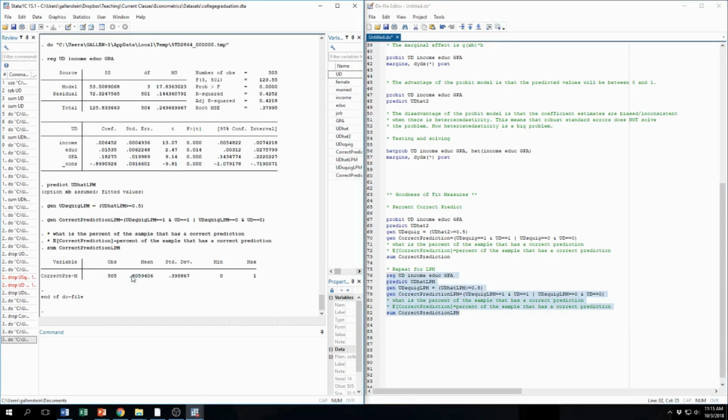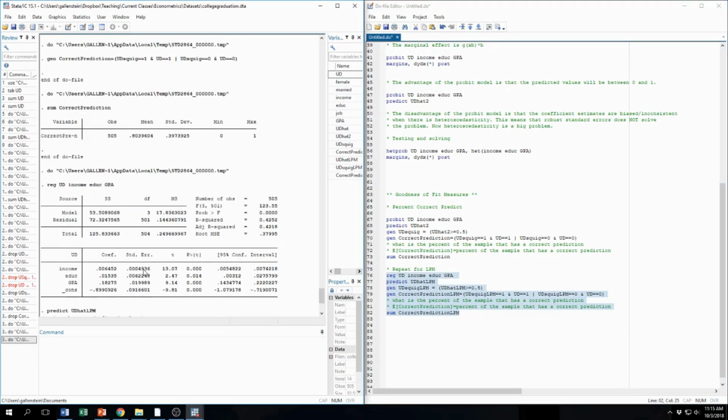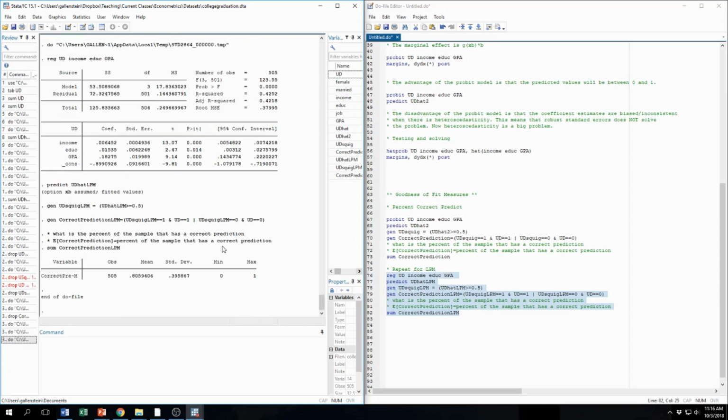This is 80.6% and this is 80.4%. They're pretty much the same. Okay, so that's one measure of goodness of fit. The higher this percentage is, the better that it fits the data.